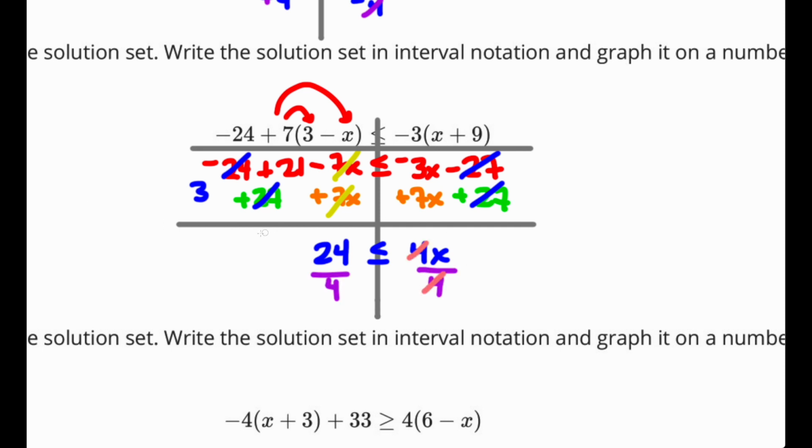The 4s are going to cancel. 24 over 4 is obviously going to be 6. So the final answer, written as an inequality, is x is greater than or equal to 6. But it says write the solution set in interval notation.